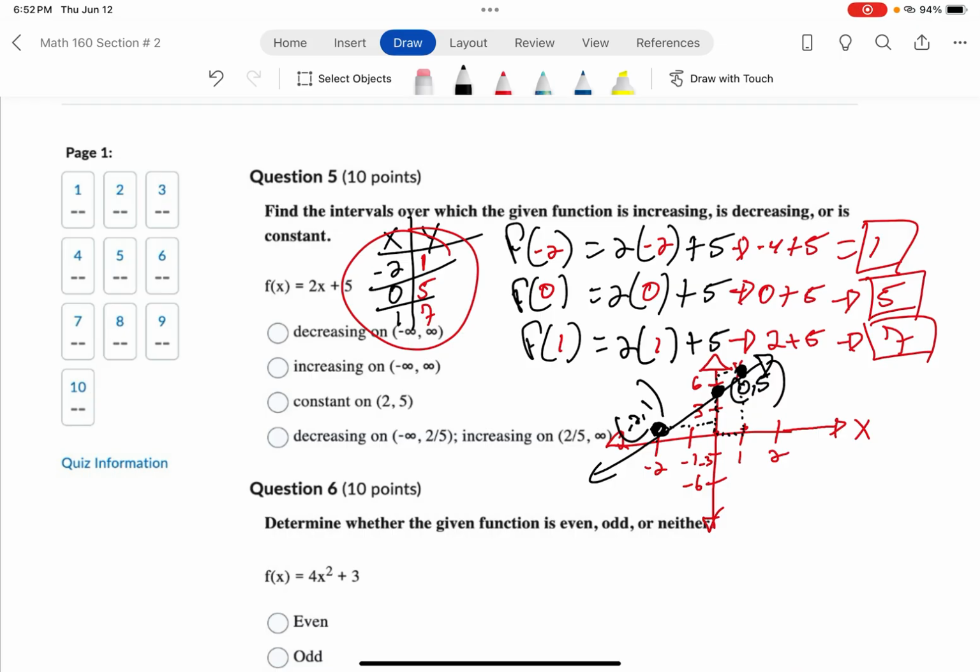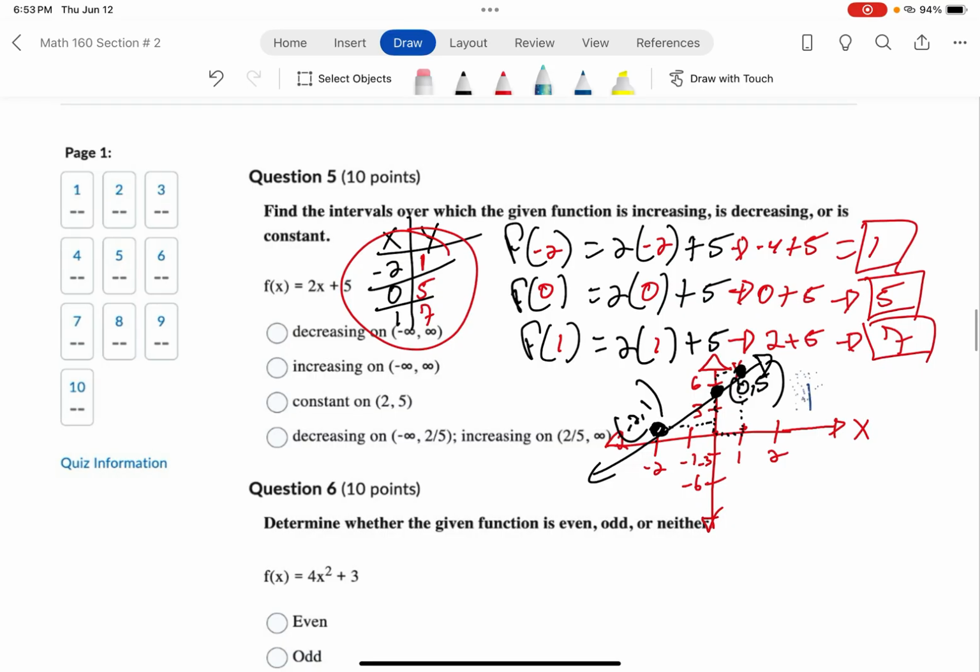You have to know that all graphs in math are read from left to right. You see that the line is going up, up, up, and up. That means that this graph is increasing because it's going up. So this is the answer: increasing.